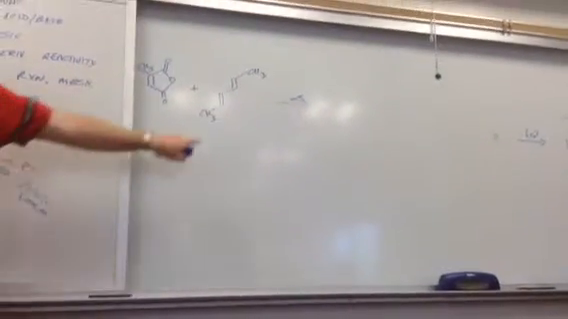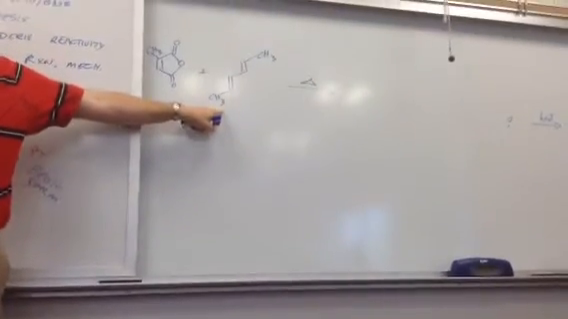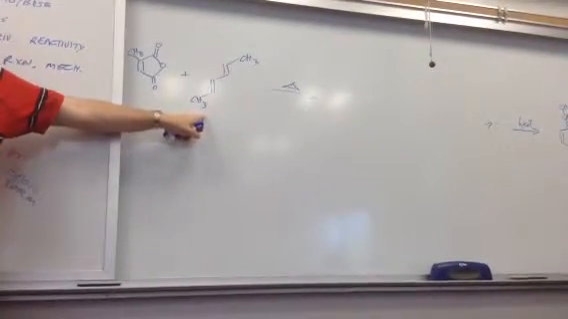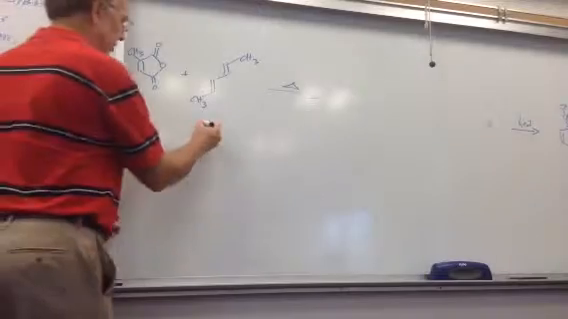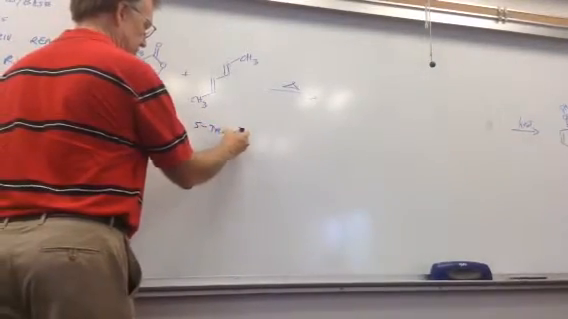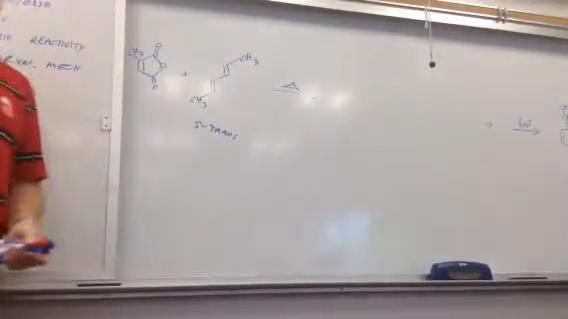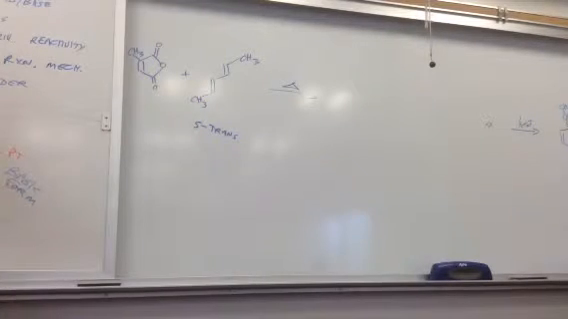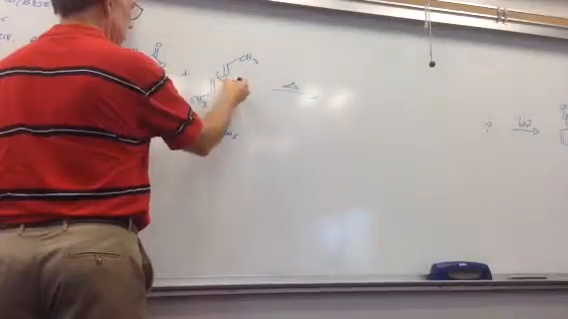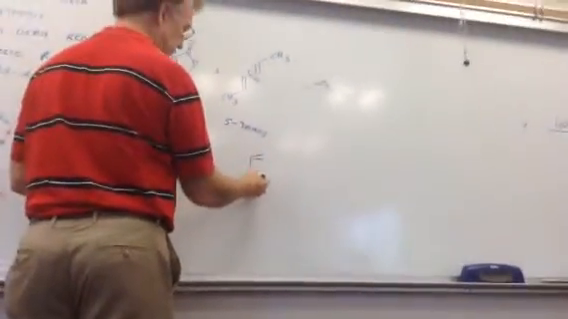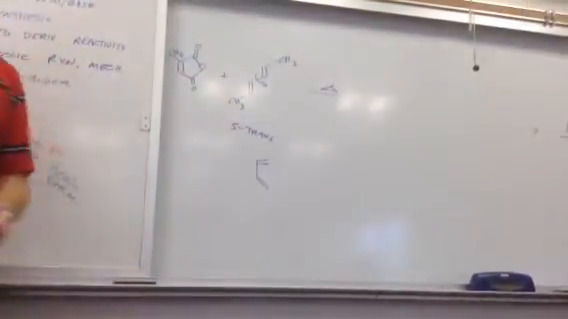Can we just go ahead and use this the way it's drawn? No, this is what's called the S-trans conformation. We can rotate about single bonds. It needs to be in the S-cis conformation. It has to look like that.